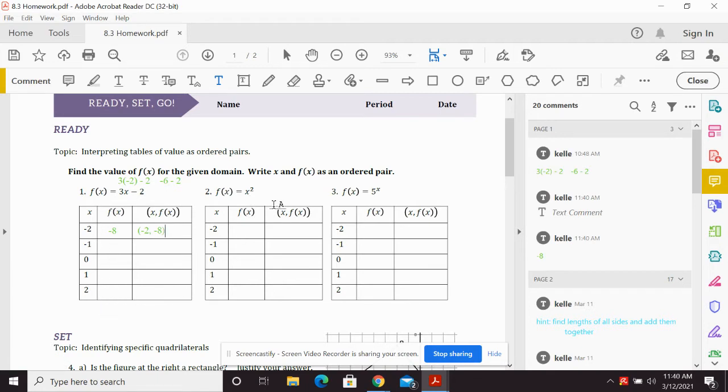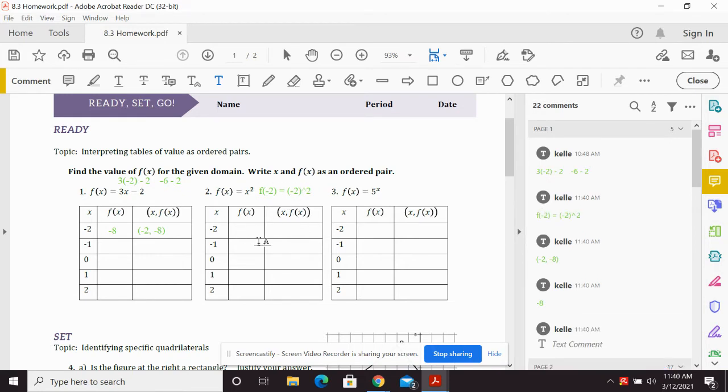The next one, f of x equals x squared. So you're going to substitute -2 in for x. So f of -2 equals -2 squared. -2 times -2 is 4. So then you're going to write it as an ordered pair, -2, comma 4. Then you would do -1 squared, 0 squared, and so on.